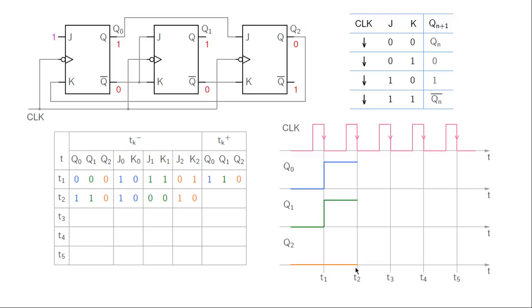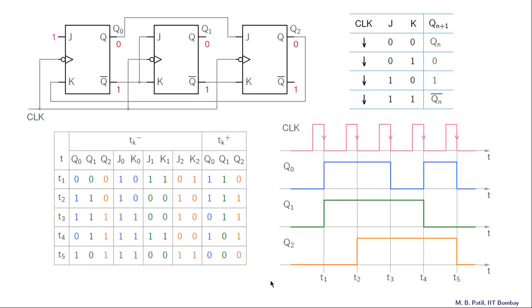Alright, now that brings us to t equal to T2. At T2 we have these same values here, 1, 1, 0. We are talking about T2 minus now. Note that minus there. And once again we can figure out what J0, K0 are at Tk minus and so on. And then go ahead and predict Q0, Q1, Q2 at T2 plus, etc. So we keep following this procedure, and then we have the complete waveforms.